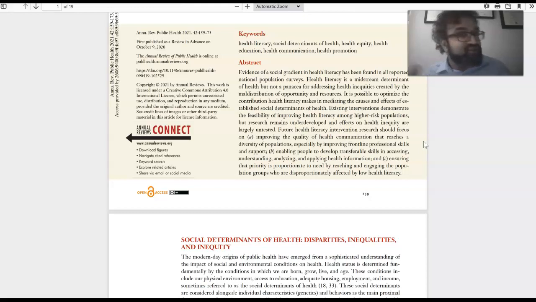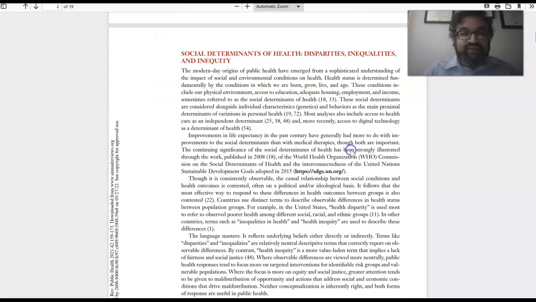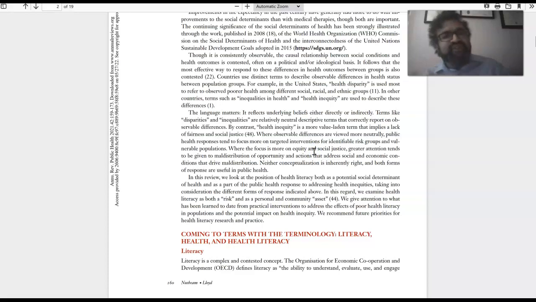One way I showed you was by understanding targets and then designing interventions towards those targets from HP 2030. But looking at the disparities, inequalities, and inequity, they go into the language, and I think this is a crucial place to talk about this.